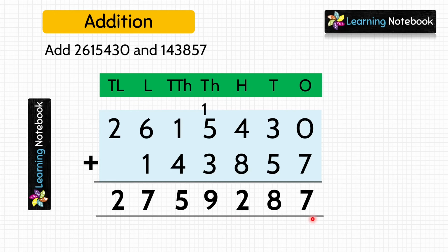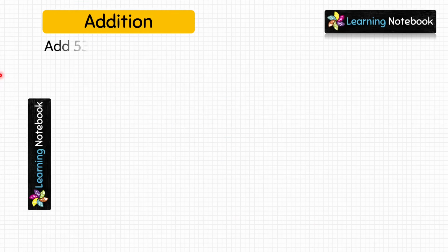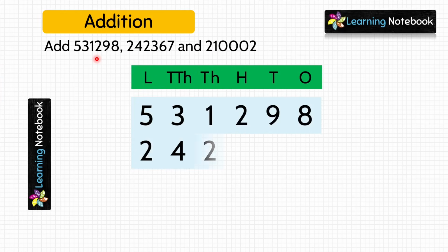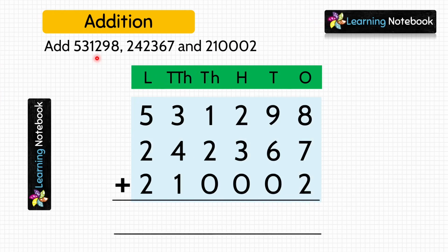Let's see more examples. Now let's add 3 large numbers. So these are the 3 numbers. First, write them in column form, like this. Now start adding them from ones place. 8 plus 7 equals 15. 15 plus 2 equals 17. Since 17 is a two-digit number, carry 1 to the tens place and write 7 in the answer.